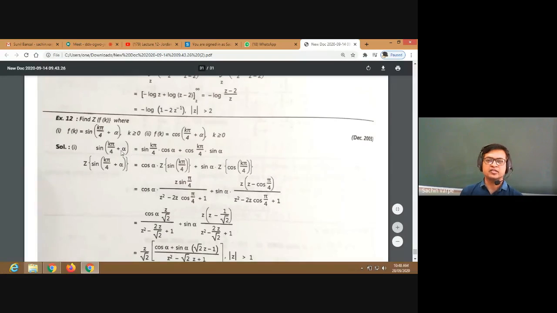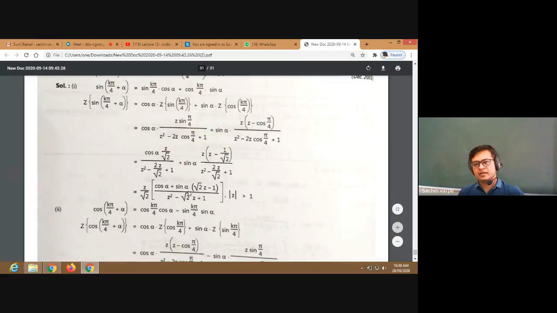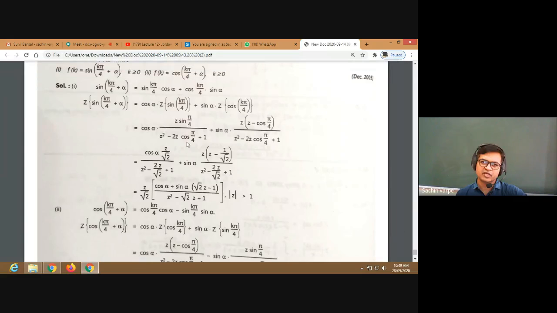And then using the linearity property, z transform of this is z transform of this, isn't it? And that linearly goes inside, that is z transform of this plus z transform of this. But cos alpha and sin alpha are constants, so we can write them outside the z transforms. And then z transform of sin k pi by 4 and z transform of cos k pi by 4 using the standard formulas. Clear? Then they have substituted the value of sin pi by 4, that is 1 by root 2. How will it be z by root 2?